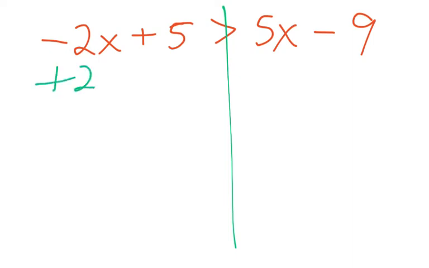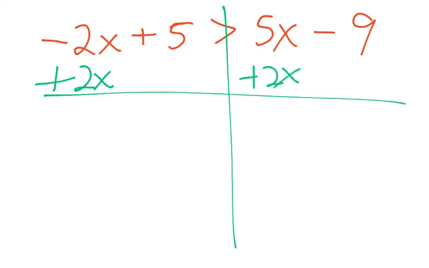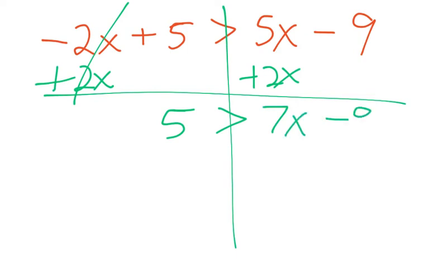So I'm going to add 2x to both sides. Why? Because I'm keeping that variable term positive, okay? You might have done it a little bit differently, but I have positive 5 here. I don't have to write that plus because it's the first number on that side. And we get 7x minus 9.